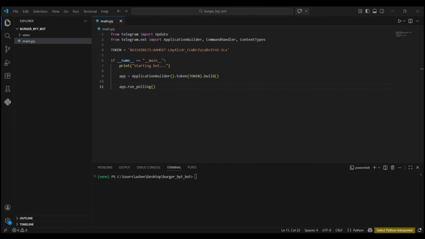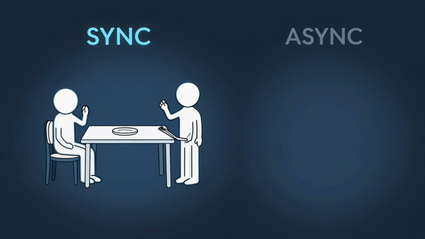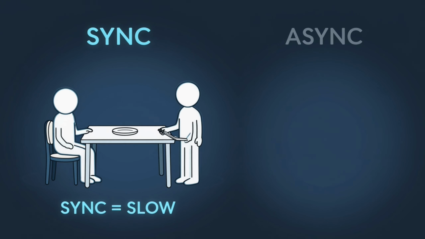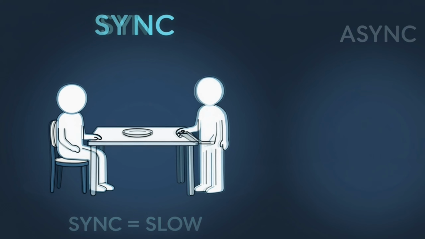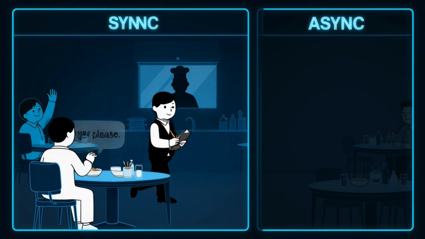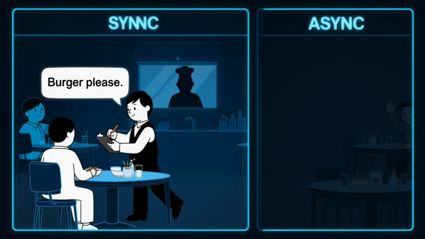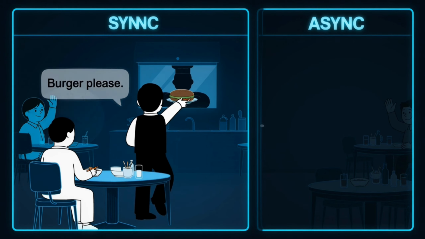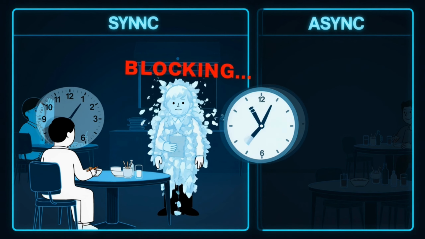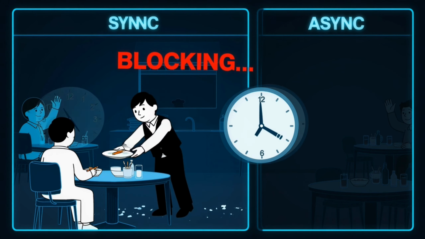Before we write the logic, I need you to understand one specific word: async. In the old days, bots were synchronous. Imagine a waiter taking an order. He asks table 1 what they want. Then he stands there, waiting for the chef to cook it, acting helpless, serves it, and only then goes to table 2. That is slow.